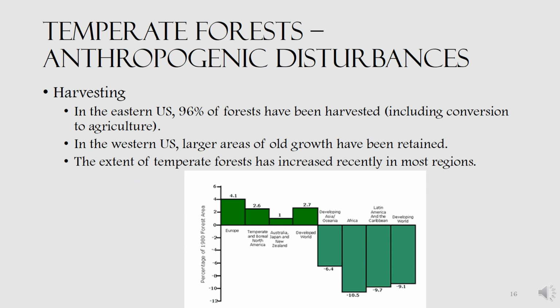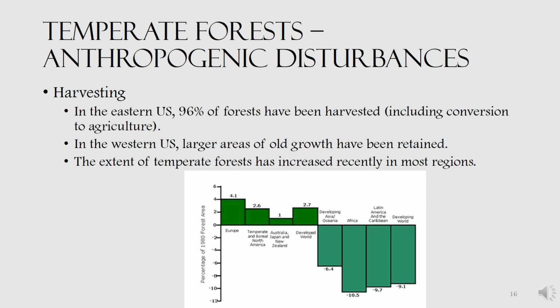Now we can shift to anthropogenic disturbances in forests. Certainly, we just talked about fire, and fire is associated with human activity, so both a naturally occurring event, but also anthropogenically caused. But entirely anthropogenically caused is harvesting. In the eastern United States, 96% of forests have been harvested. 96%. This is for fuel or for building material and also for conversion to agriculture.